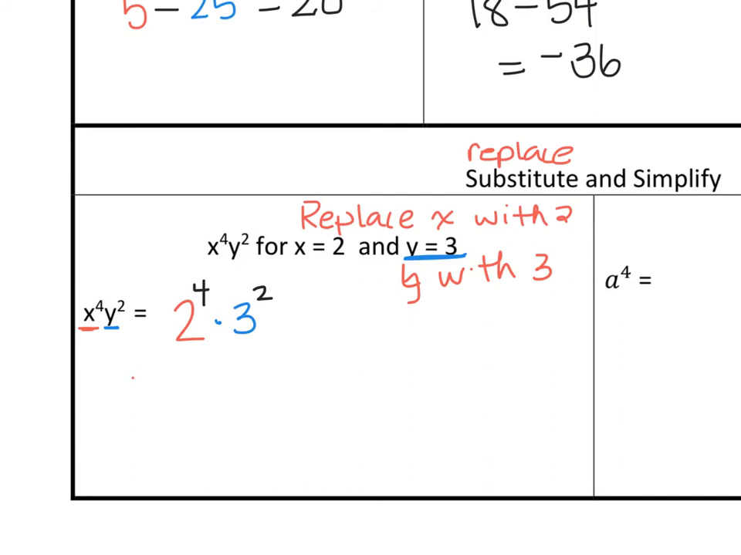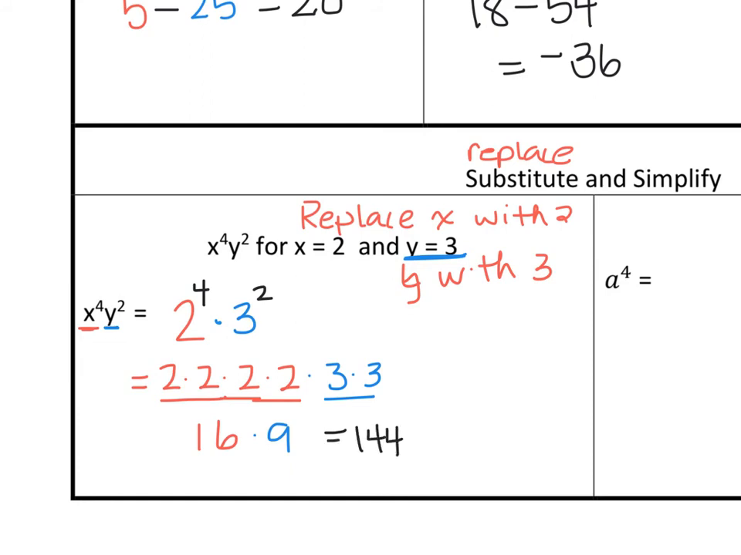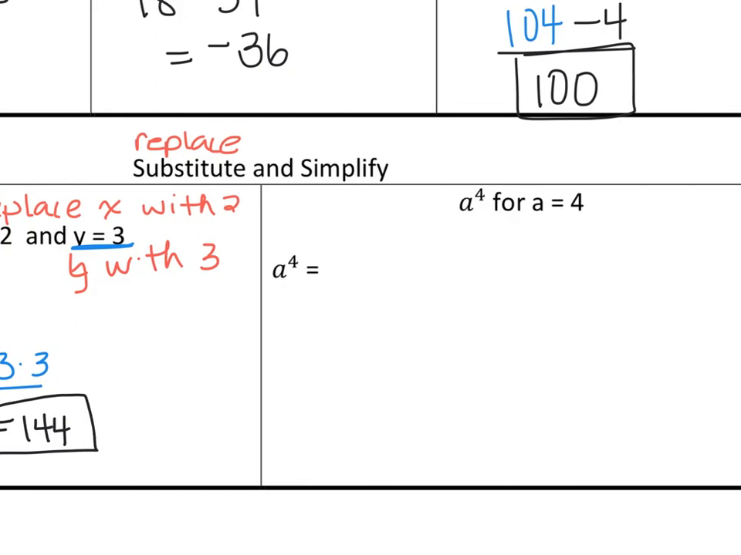So 2 to the fourth is 2 times 2 times 2 times 2, and 3 squared is 3 times 3. 2 times 2 is 4, 4 times 2 is 8, 8 times 2 is 16, and 3 times 3 is 9. And 9 times 16 is 144. So evaluate, or substitute and simplify. Substitute just means replace the letter with the number. So go ahead and try the second example, and then check back on the video notes.